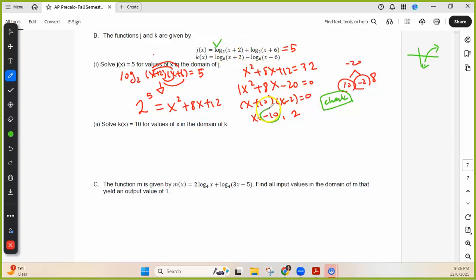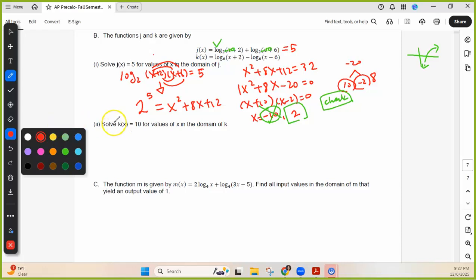So let's start with negative 10. Take it, plug it into x. When you plug it in, make sure you get a positive argument. But wait a second, look over here. What's negative 10 plus 2? That's negative 8. Can you have negative 8 in your argument? Oh, absolutely not. So unfortunately, that's your fake solution, the extraneous solution. What about 2? I plug in 2 over here. 2 plus 2 is positive. 2 plus 6 is positive. So 2 is the only answer of number 1.